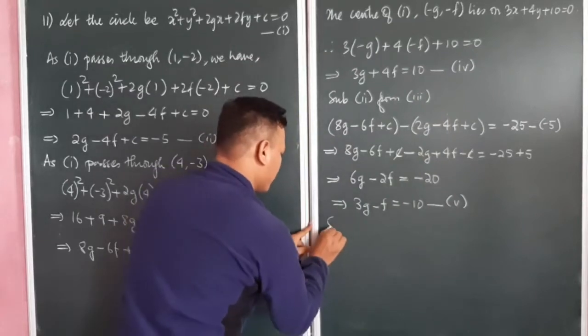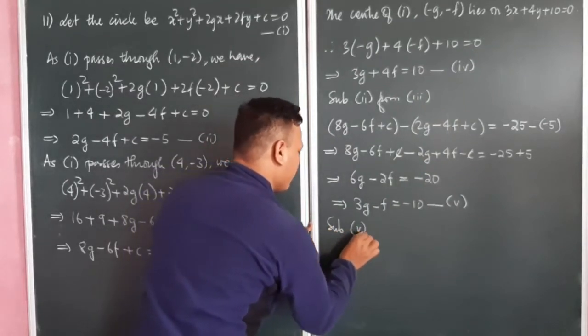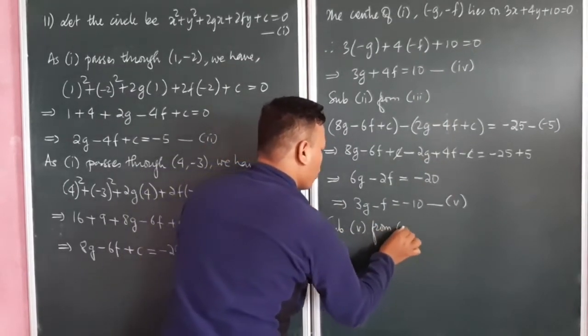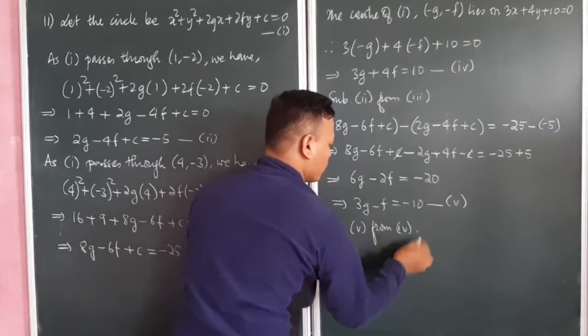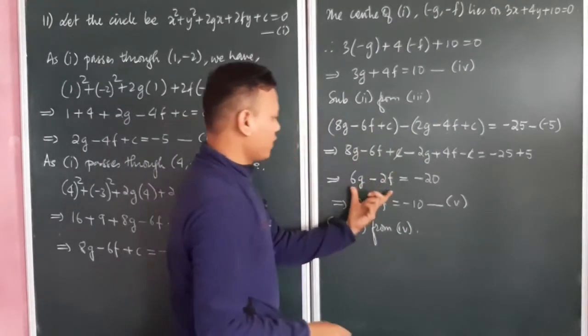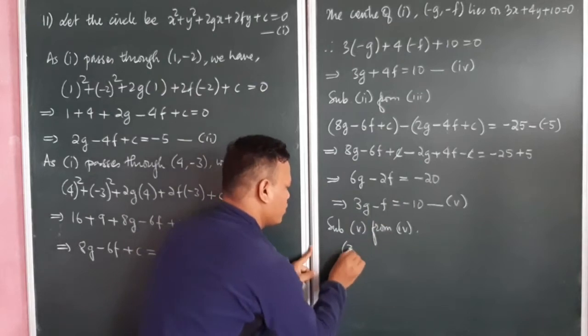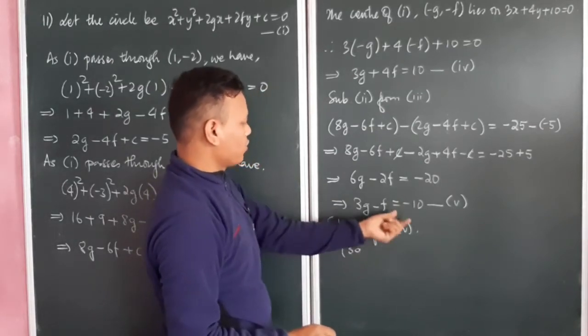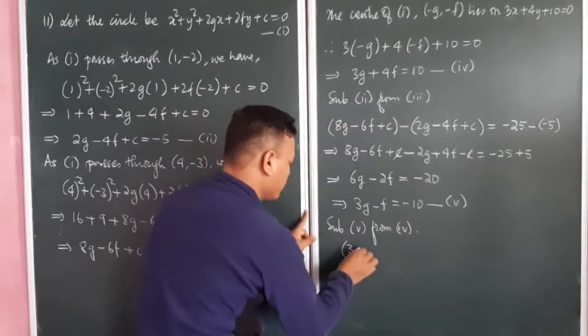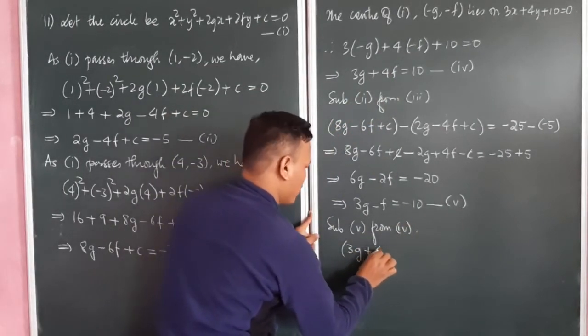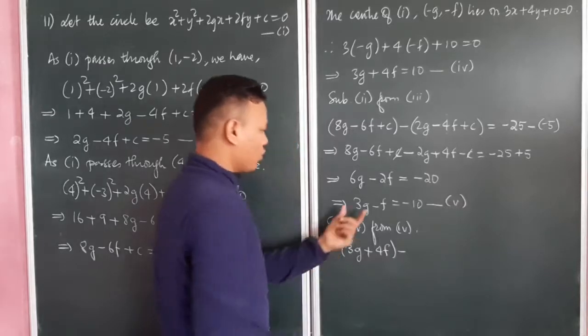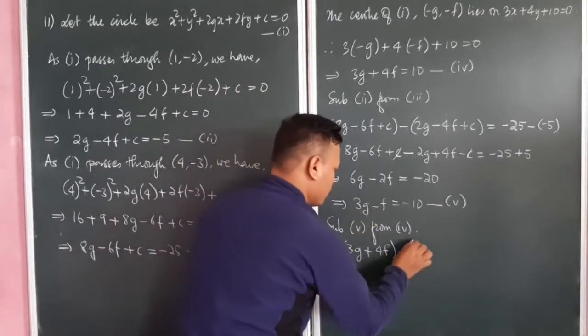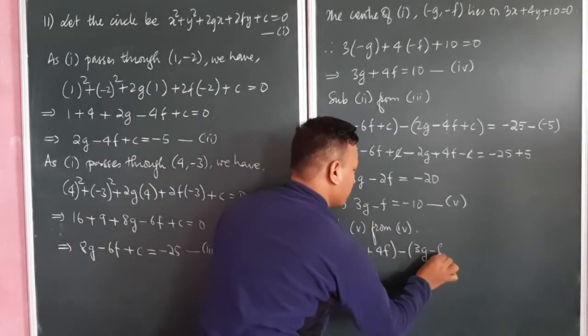Okay, so subtracting 5 from 4. So what is 5? 5 is this one. So we have 3g. Okay, so we need to subtract 5. Yes, so we have to write first 4. So 4 is 3g plus 4f, minus of the 5, that is 3g minus f.